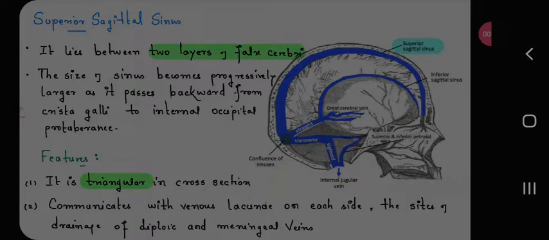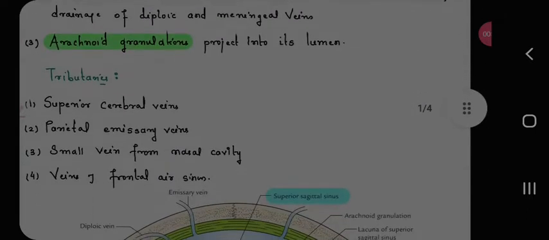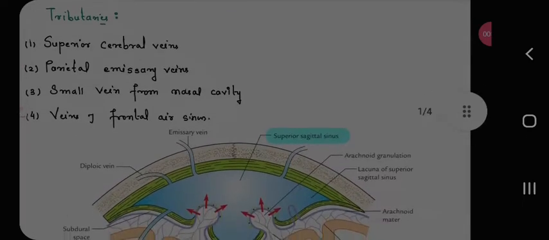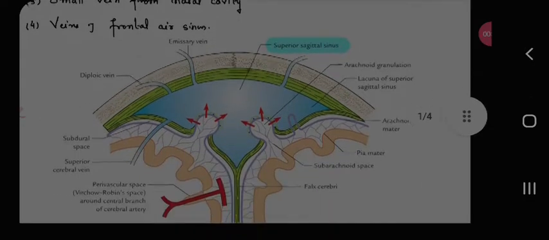Features: it is triangular in cross section, communicates with venous lacunae on each side, the sites of drainage of diploic and meningeal veins. Arachnoid granulations project into its lumen. Tributaries: superior cerebral vein, parietal emissary veins, small veins draining the nasal cavity, veins of frontal air sinuses.